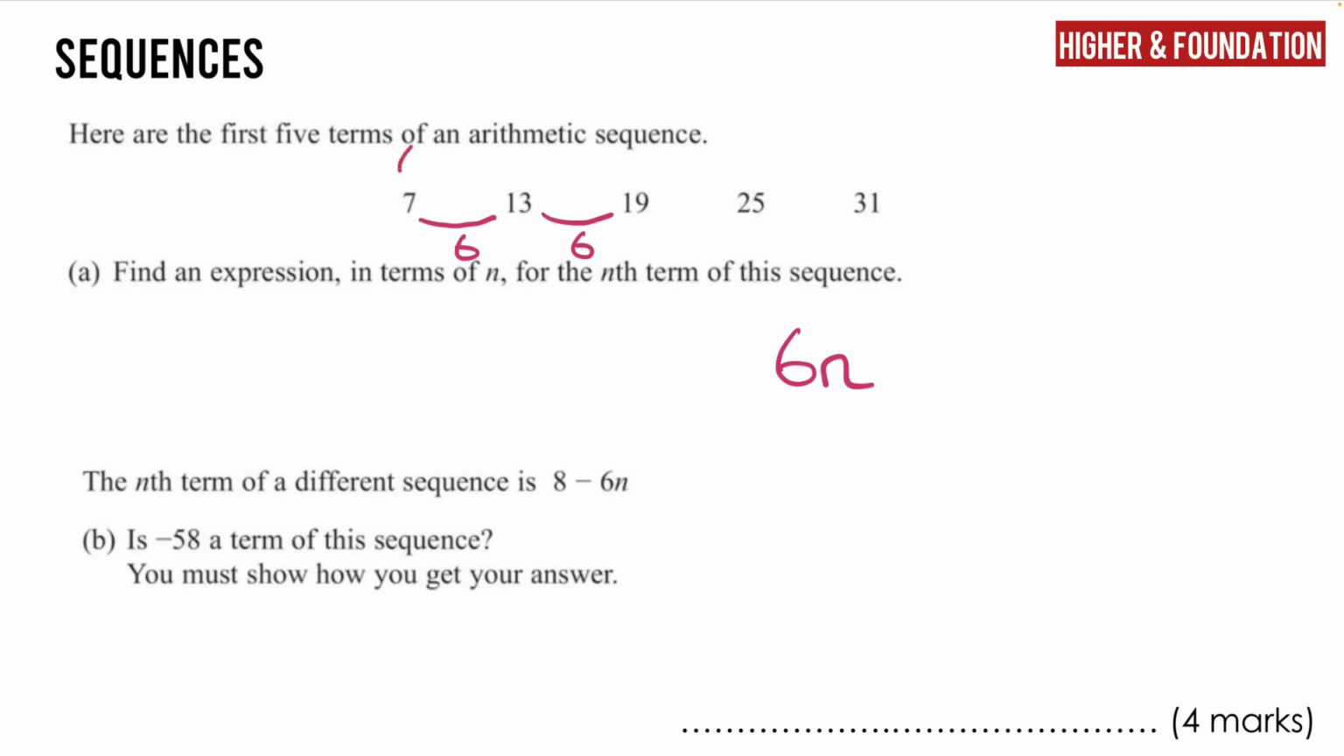The 6 times table starts with 6, and to get from 6 to 7, we would have to add 1. So here our nth term is 6n plus 1.